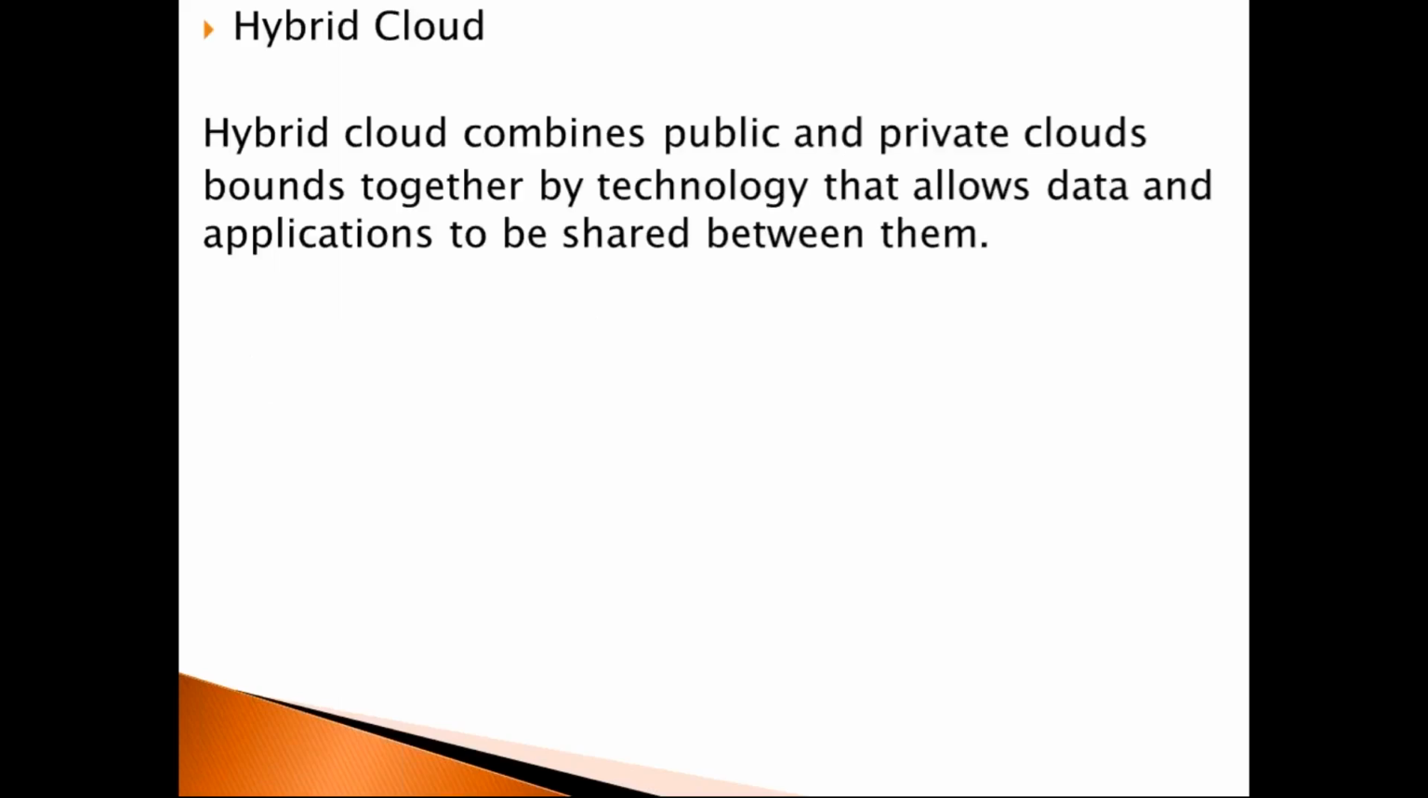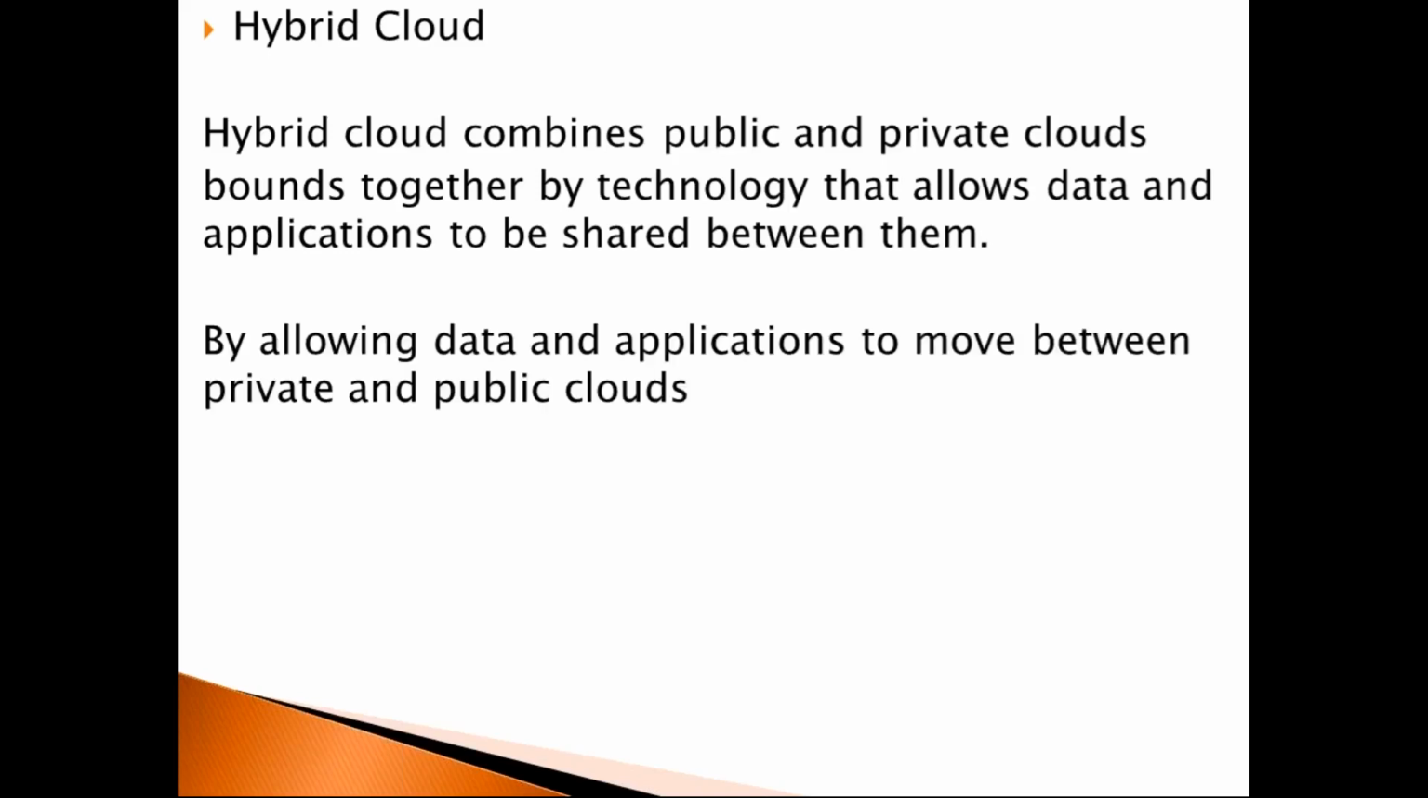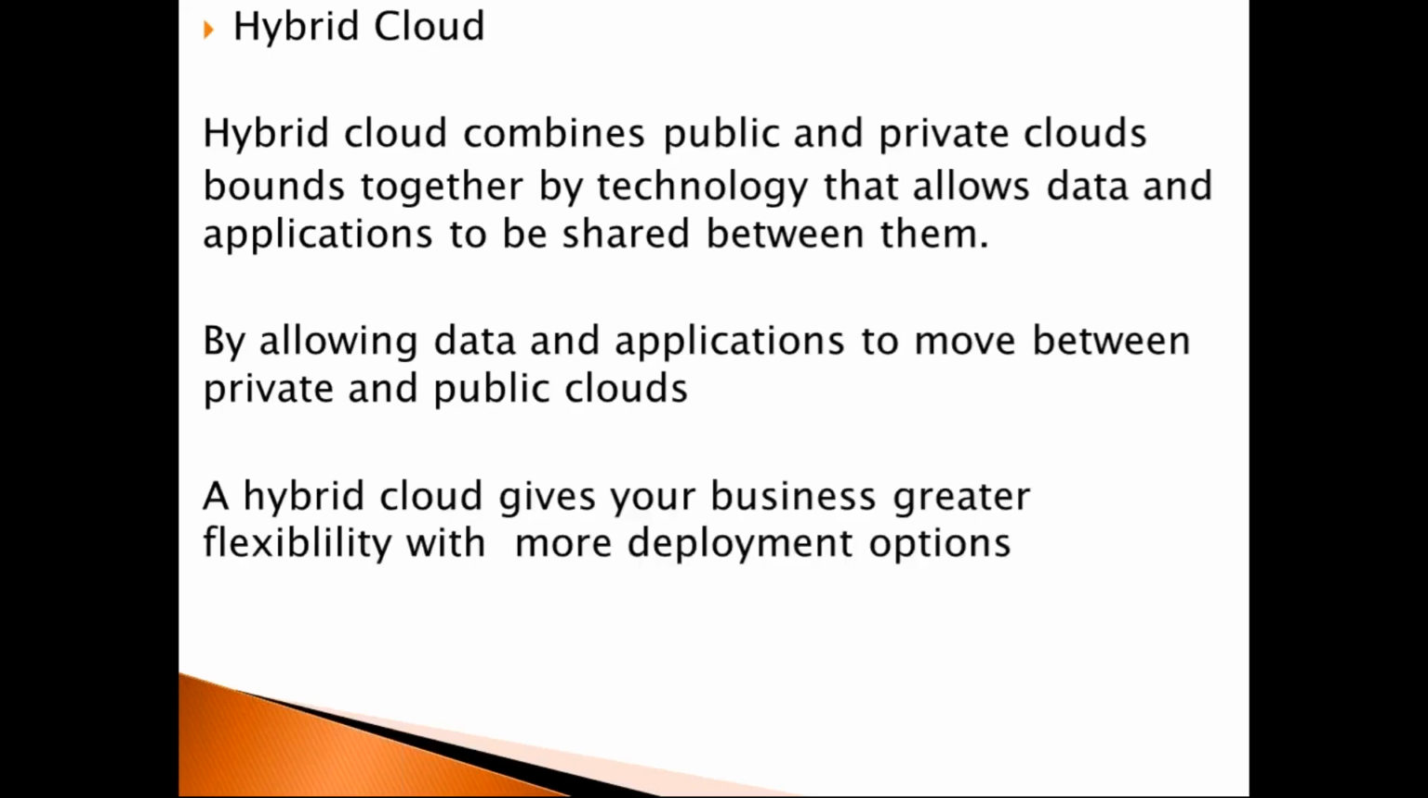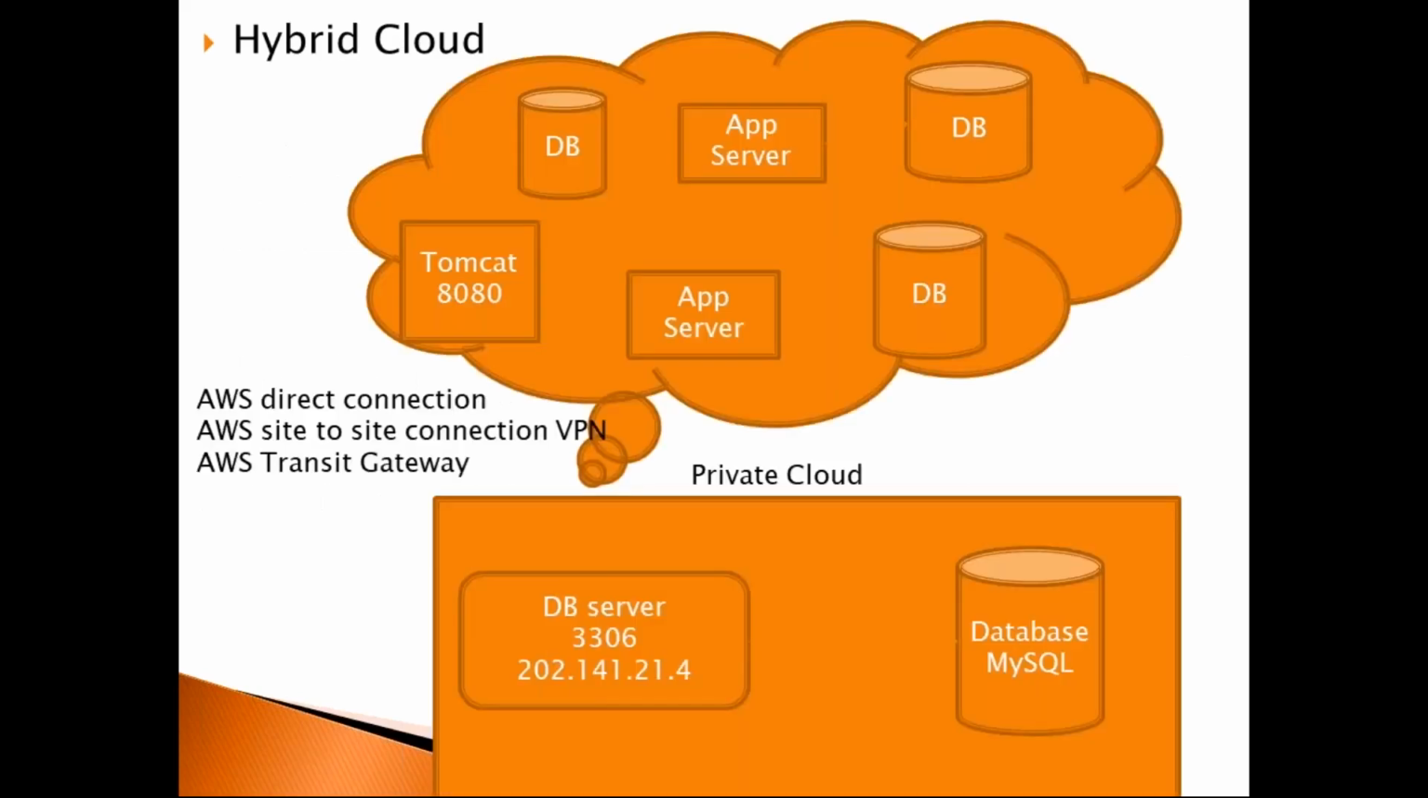Hybrid cloud. It's a combination of public and private, bound together by technology that allows data and applications to be shared between them. That is called hybrid. We can move the data or application from private to public or public to private. So hybrid cloud gives our business greater flexibility with more deployment options. Every MNC company has its own private and public. The combination of private and public we call a hybrid. This is an example of hybrid.